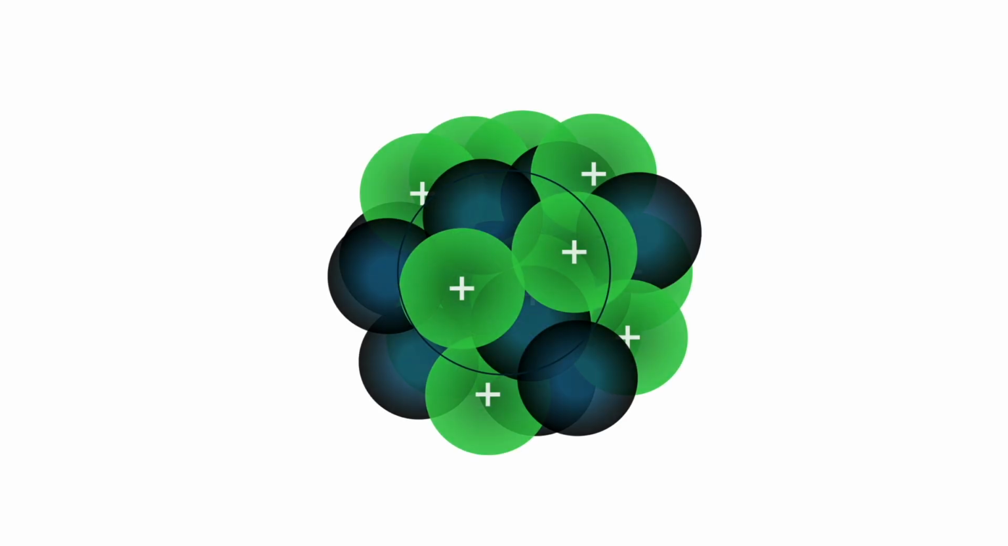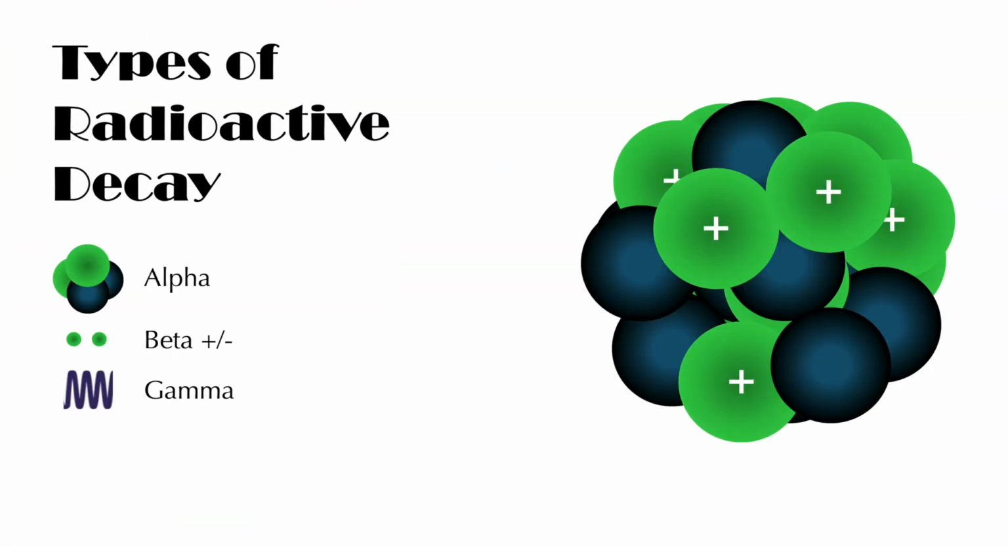However, as nuclei become larger, the repulsive force between protons increases, while the strong force cannot reach across the entire nucleus. This imbalance can make large nuclei unstable. As a result, unstable nuclei undergo radioactive decay, releasing particles in order to become more stable. Now, this radiation can be released in three different ways: alpha decay, beta positive and beta negative, and gamma decay.